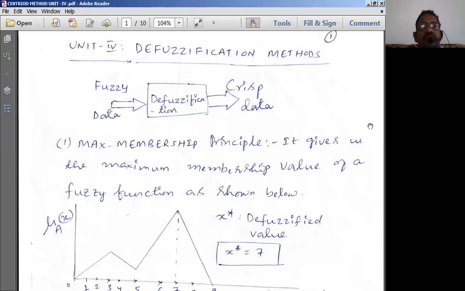In the last class, we covered around 5 methods of the defuzzification process. What is defuzzification? Defuzzification is nothing but conversion from fuzzy data into crisp data. Fuzzy data is the data normally produced by the fuzzy system, and that data has to be converted into user-readable data called crisp data. That process of conversion from fuzzy data to crisp data is known as defuzzification.